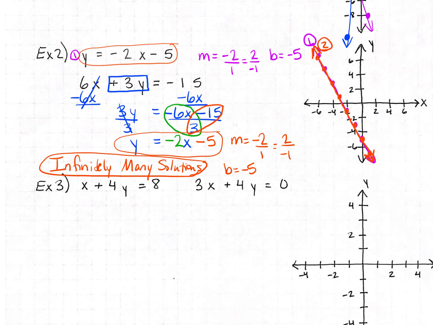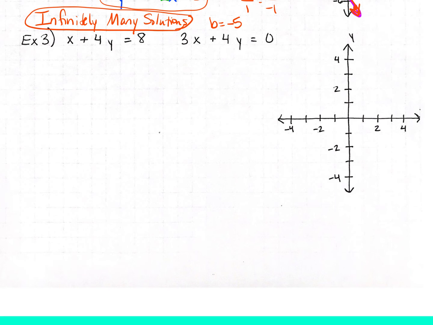Okay. Now for our last example, example 3, we're going to graph this system. We need to have both of these equations written in slope-intercept form first. So I'm going to start with the first one. I want to get that y term by itself on the left side, so we're going to subtract x from both sides of this equation.